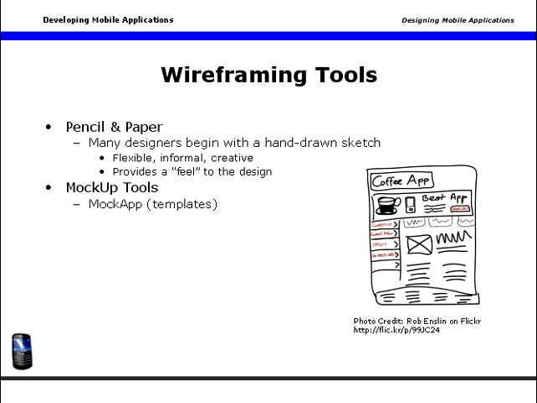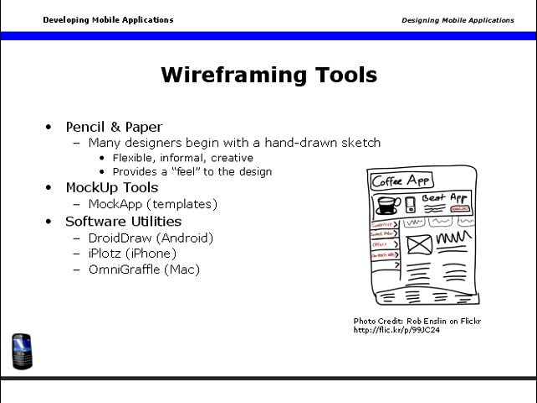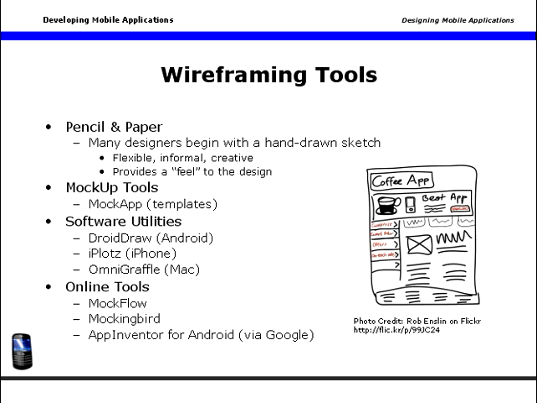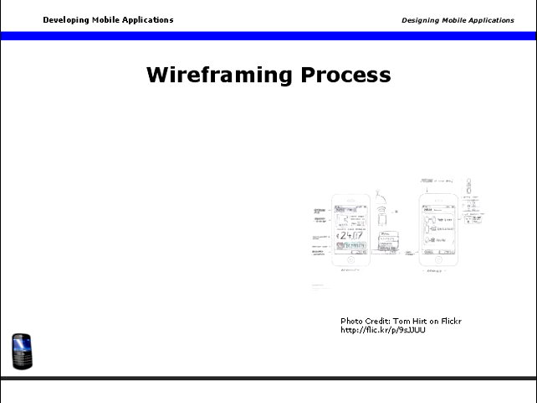Other highly regarded software utilities include Droid Draw for the Android, iPlots for the iPhone, and OmniGraffle for the Mac. Wireframing tools have also begun to appear online as web and even mobile applications. All of these are free or include a free trial. MockFlow, Mockingbird, and App Inventor for Android, available via Google. Details for each are available in the course.